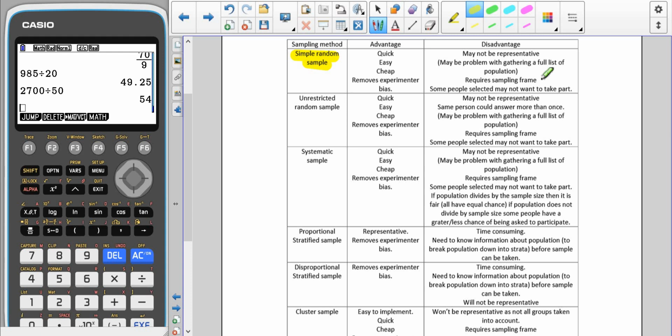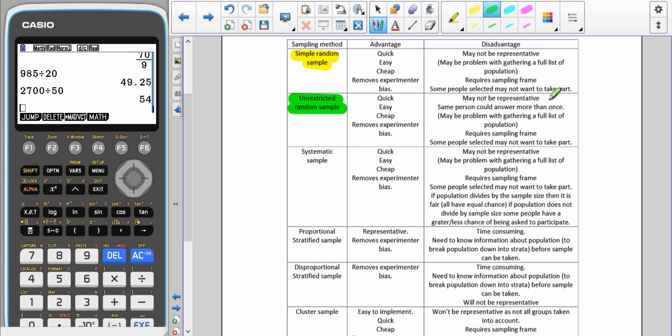And some people that are selected may not want to take part, which is why last time we talked about contingencies that we could put in place, such as taking a larger sample. That is the best contingency that we could have. For an unrestricted random sample, remember that that is the same as a simple random sample, but in a simple random sample we ignore repeats. In an unrestricted random sample we include repeats. It's still quick, easy, cheap and removes experimental bias.